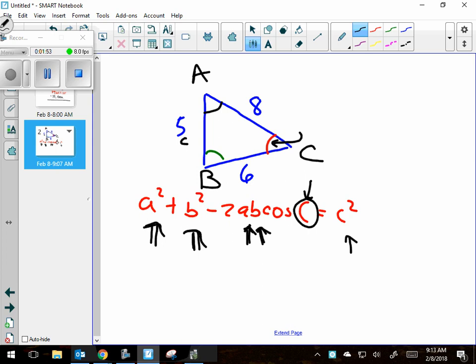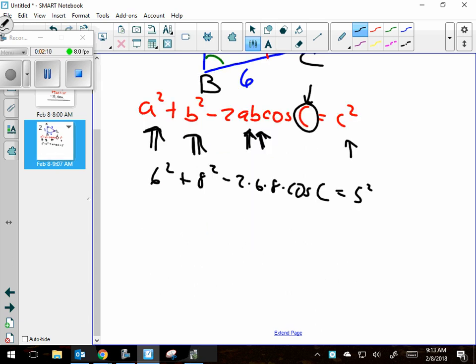So then I'd have 6 squared plus, the way I'm using it, b is 8, so 8 squared, minus 2 times 6 times 8 times cosine of big C equals little c squared, which is 5 squared. I'm going to skip a whole bunch of steps here, because I know you got it down to cosine of C is equal to some decimal. That was us multiplying all this out, subtracting and dividing, and I got a final answer of cosine of C is equal to, and again, give me the decimal, not the angle.